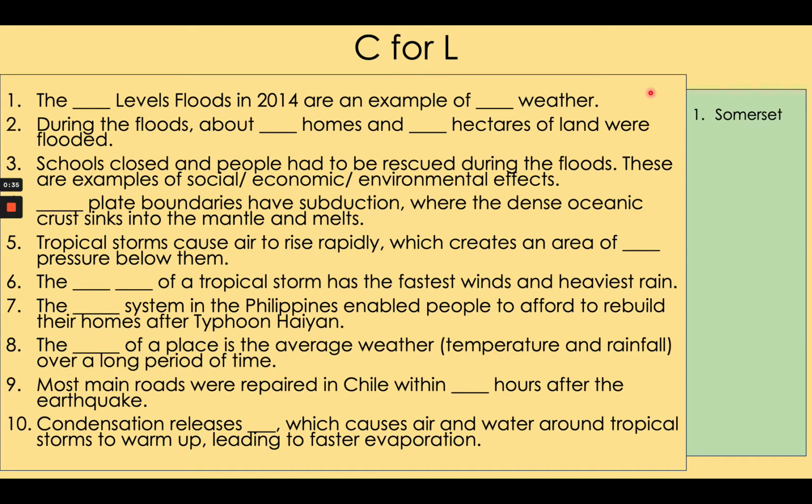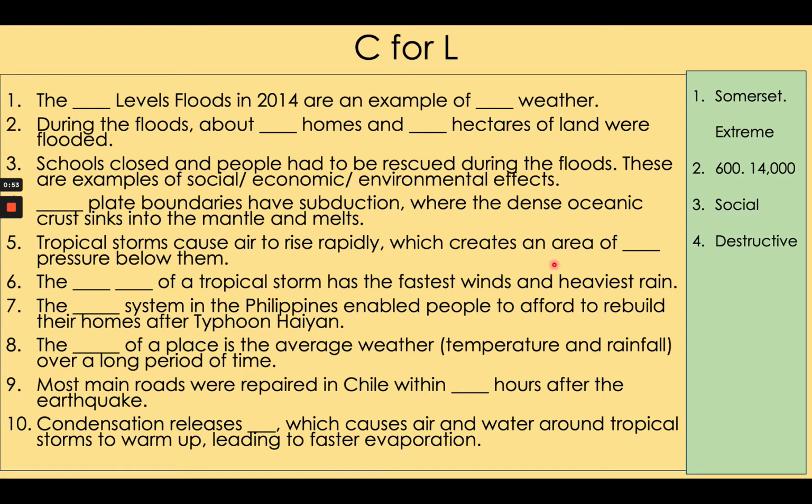So 1. Somerset levels. They're an example of extreme weather. 2. 600 homes, 14,000 hectares. 3. Social effects. 4. Destructive. 5. Low air pressure. 6. Eye wall. 7. The Purrock system. 8. The climate. 9. 24 hours. 10. Heat. Give yourselves a mark out of 12 because numbers 1 and 2 are worth 2 marks.